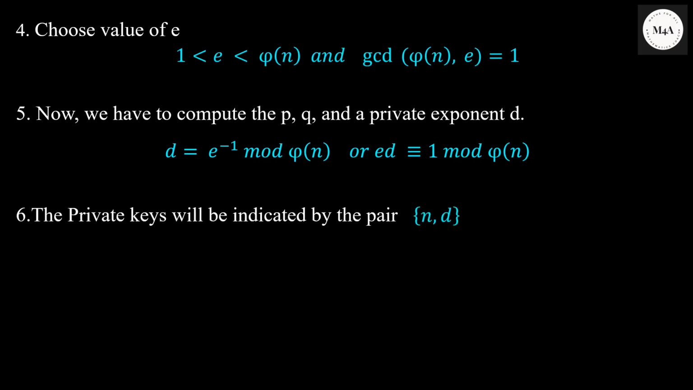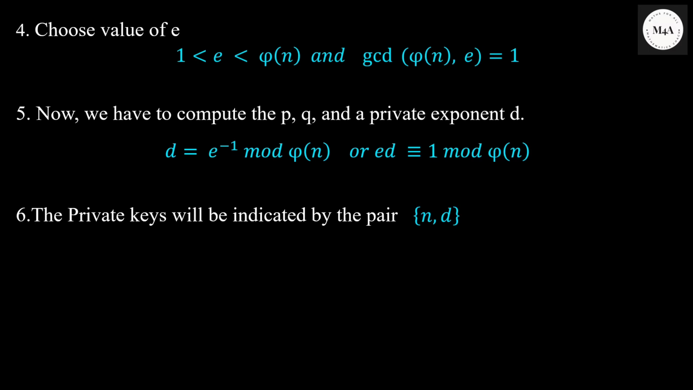Once you get d, now you have the private key. The private key is indicated by the pair n, d. n is obtained by the product of p and q, two large prime numbers. Understood? After n, we take d. To find d, we want the totient function and e. Using the totient function and e we define d. Once you find d, the pair n, d is the private key.